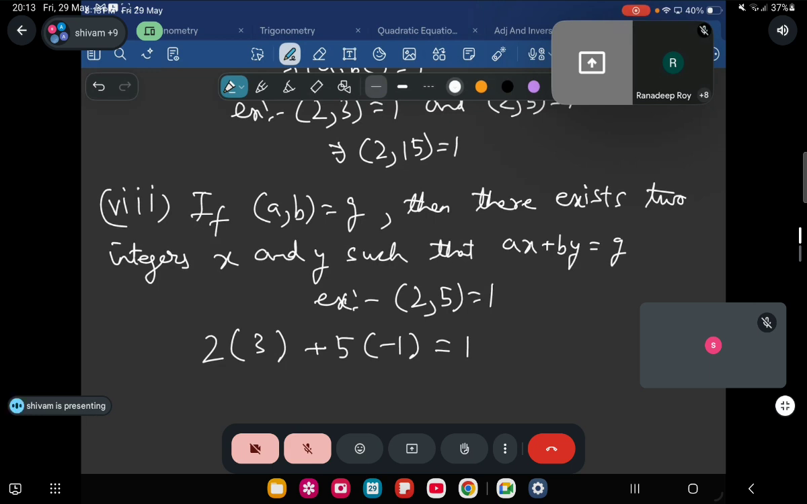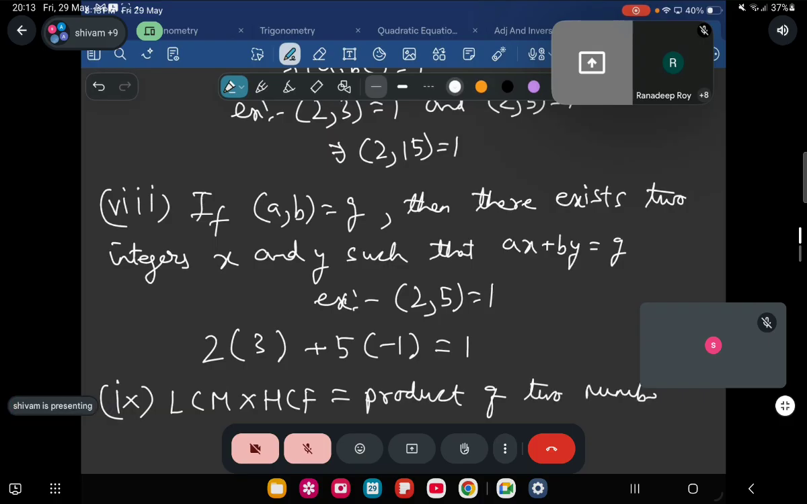Okay. Next. Number 9. LCM into HCF is equal to product of two numbers. You people know it already, right? Product of two numbers. LCM into HCF is equal to product of two numbers.